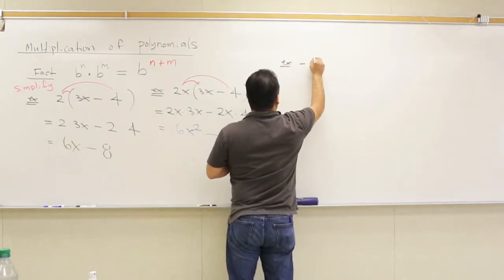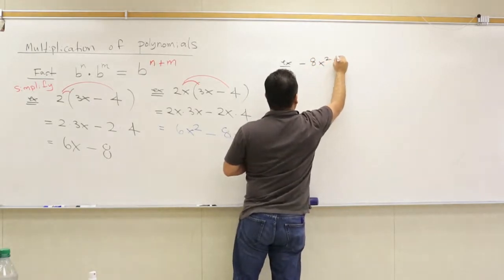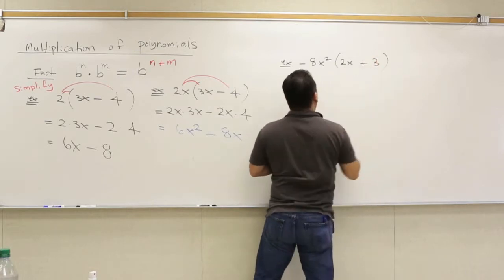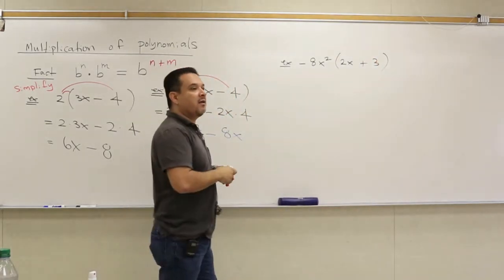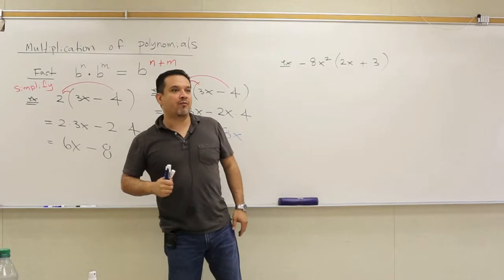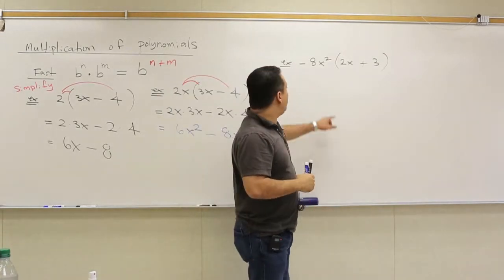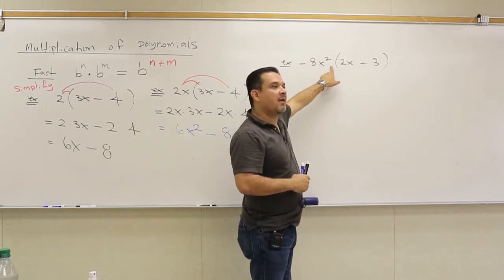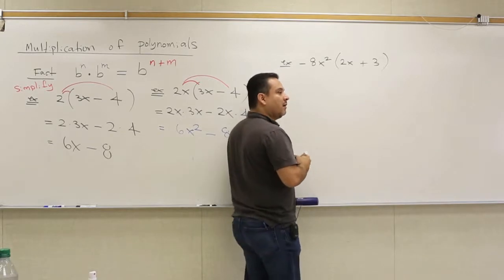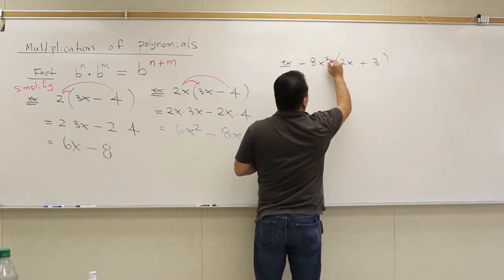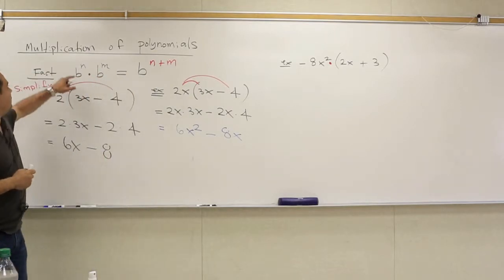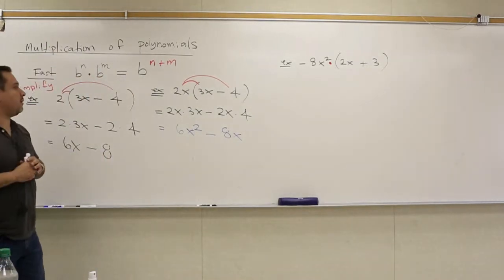How about this? If they give you minus 8x squared times 2x plus 3. And by the way, this is still considered a multiplication problem. Do you know why? Because what's happening between this negative 8x squared and that blank space? If they put a blank space there, what do they really mean? Multiplication. So we're multiplying, believe it or not, polynomials here.